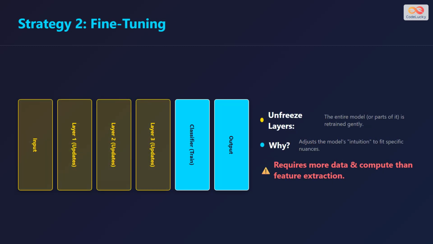The second strategy is fine-tuning. This is a more advanced approach where we unfreeze some or all of the layers of the pre-trained model. We then continue the training process on our new data with a very low learning rate. This gently updates the model's weights, allowing it to adjust its deep intuition to fit the specific nuances of our new problem.